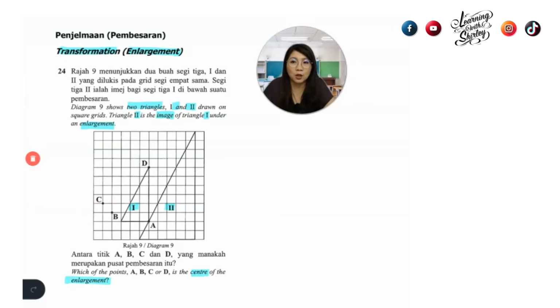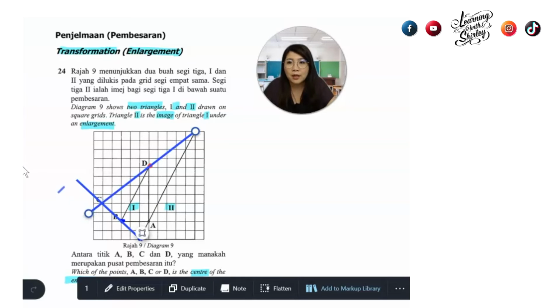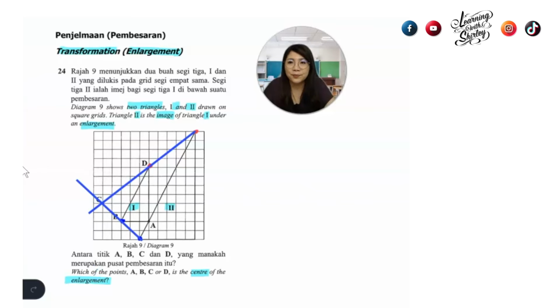Okay, so in order to find the center of enlargement, I'm going to connect the corresponding points. That is from here to here, and another one is from here to here. Let's use ruler and pencil and draw a line, connect them together. Make the line longer because we're going to find the point of intersection. Then these 2 red points, I'm going to join them together. And at which point do the 2 lines intersect? They intersect at C, correct? Therefore the center of enlargement is C. So that's the answer.